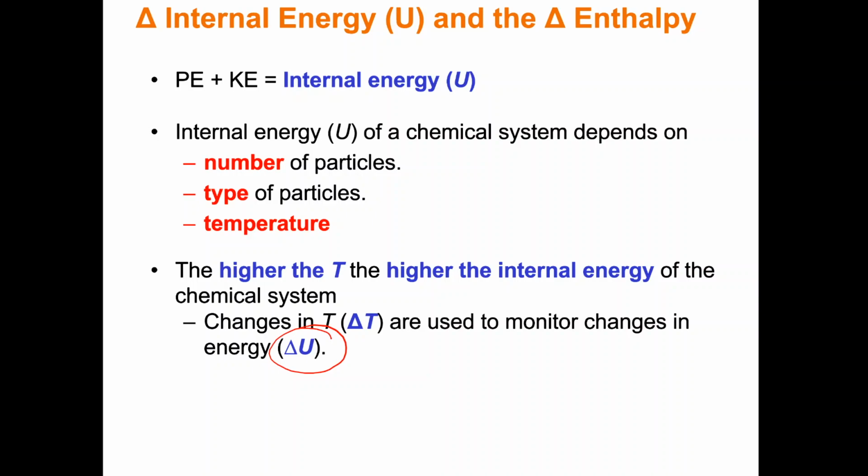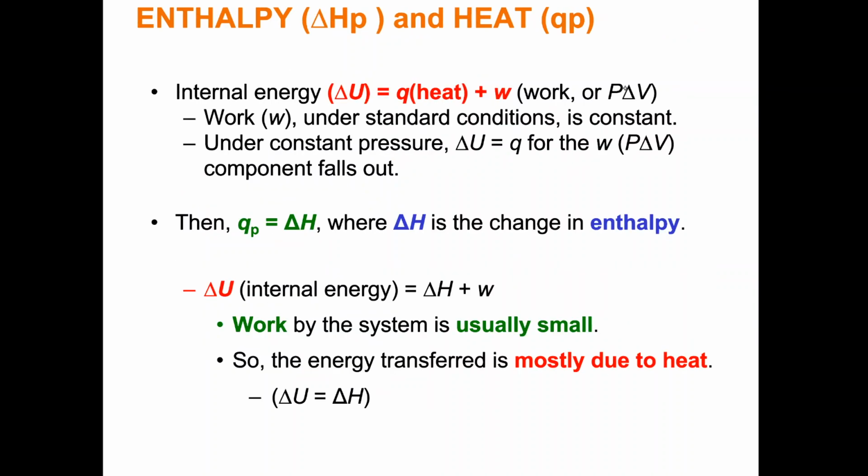We're going to see that throughout the chapter, where we're using temperature as a probe for energy. We can also define internal energy, delta U, the change in internal energy, as equal to Q, which is heat, remember, plus work, little w. Anytime we see little w, that's work, in other words, P times delta V, pressure times the change in volume. Work under standard conditions is constant. Under constant pressure, delta U is equal to Q, because the w component, P times delta V, falls out. So if I have constant pressure, then delta U is just equal to Q, because we're going to drop out this work term.